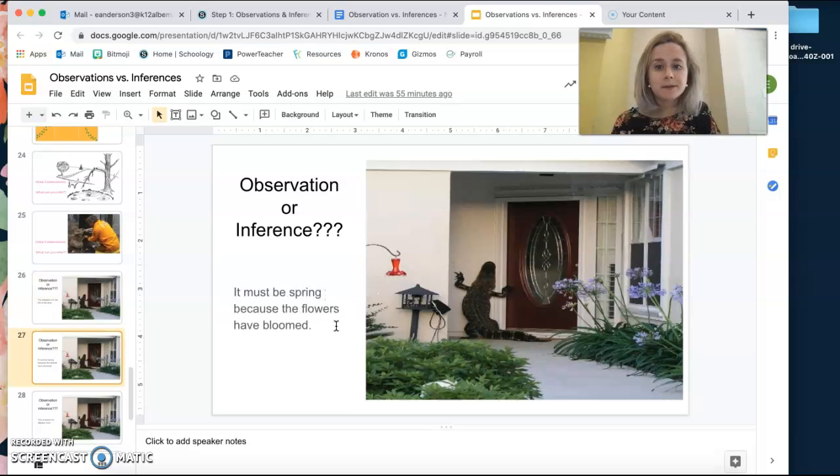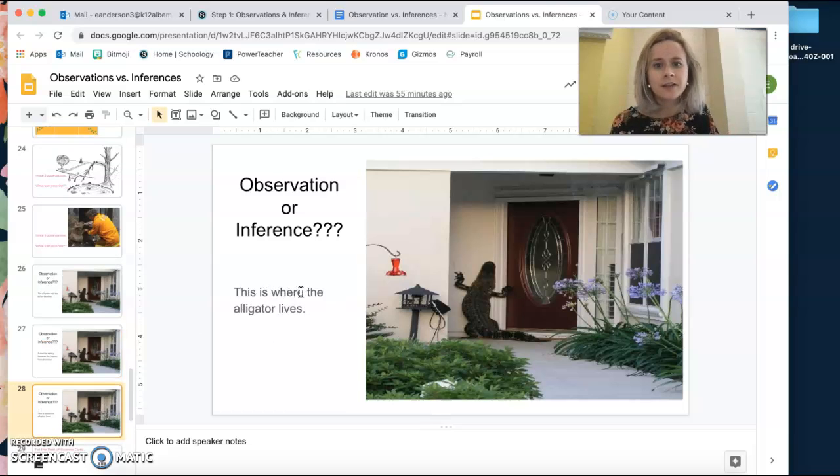It must be spring because the flowers have bloomed. Is that an observation or an inference? That is an inference. I don't know what season it is. I can see that there are flowers, and I know that usually a lot of flowers bloom in the springtime, but I'm not sure. That's an inference. This is where the alligator lives. Is that an observation or is that an inference? This is an inference. I don't know. I know he's near the house, but I don't know if he lives there.